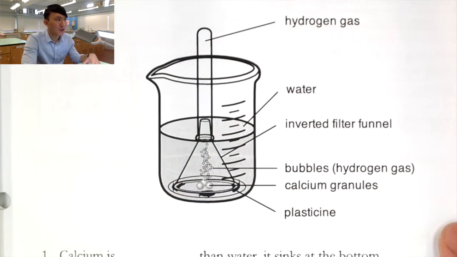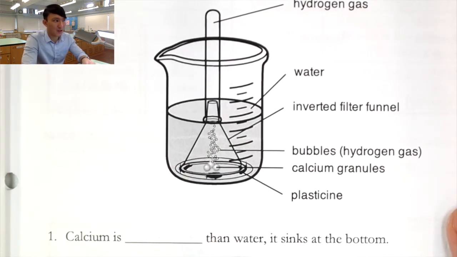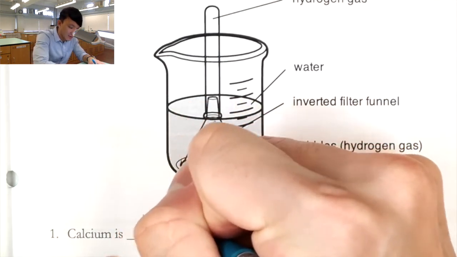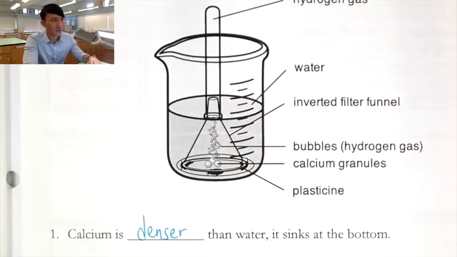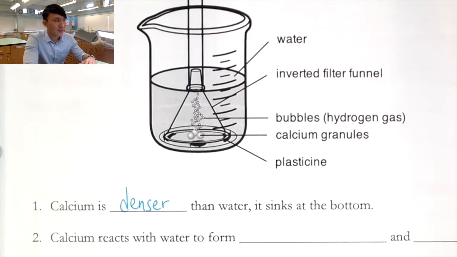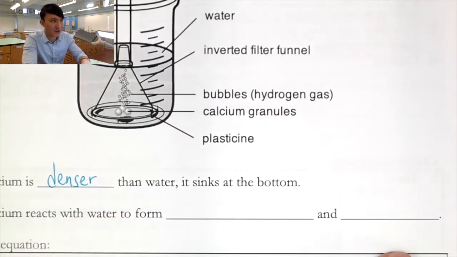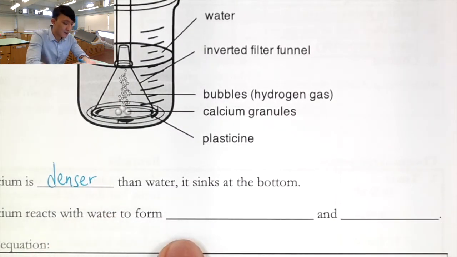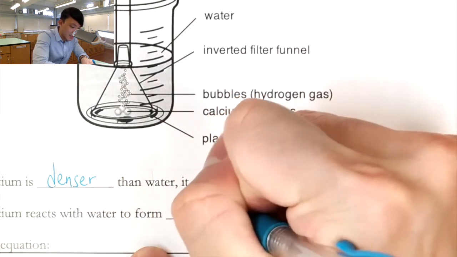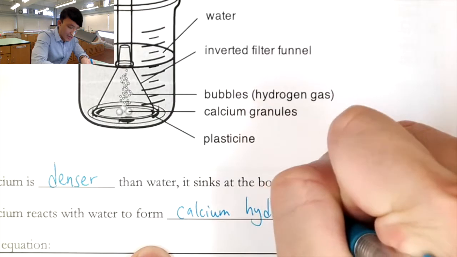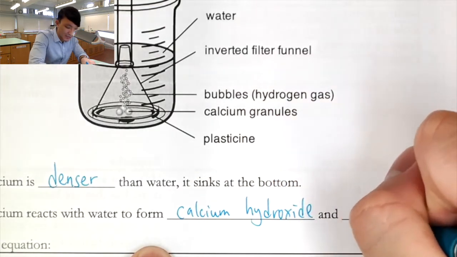First of all, calcium is denser than water, therefore it sinks at the bottom. So this has to do with the density. The second sentence here: calcium reacts with water to form two different products. It is going to be calcium hydroxide and hydrogen gas.